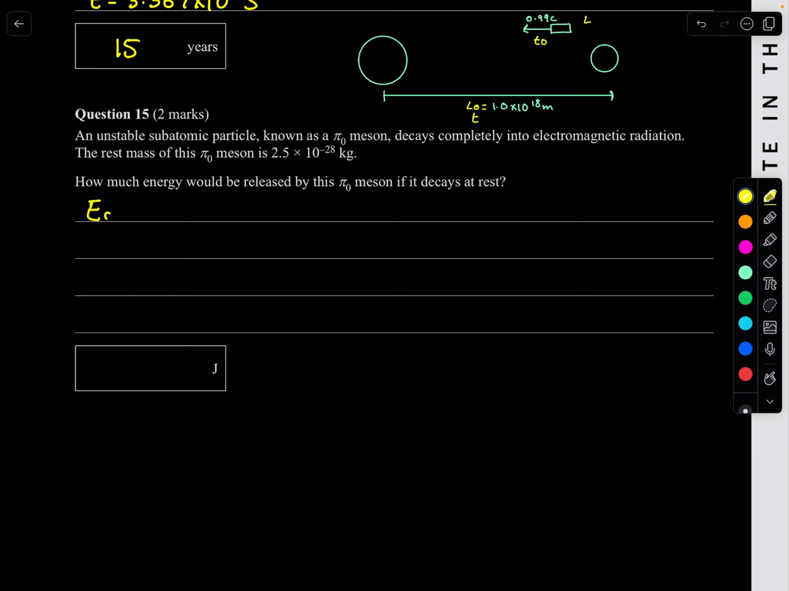So we know rest energy. If you want to calculate the rest energy, it's just mc squared. So what's the mass of this meson? It's 2.5 times 10 to the power of negative 28, times 3.0 times 10 to the power of 8, your speed of light squared. Easy.